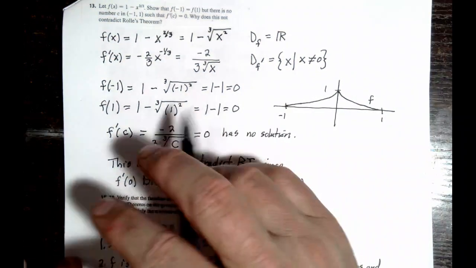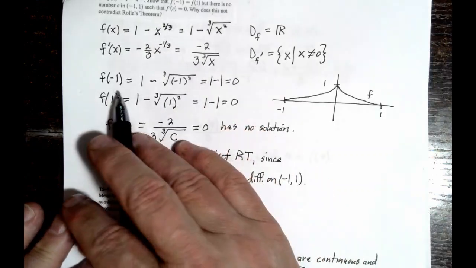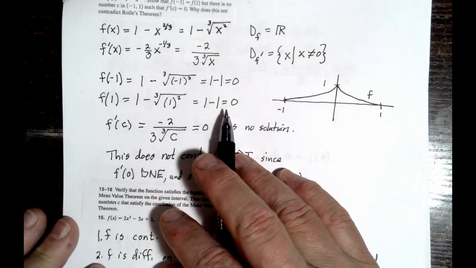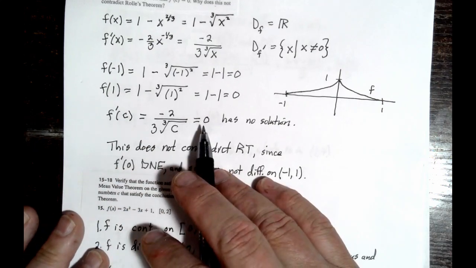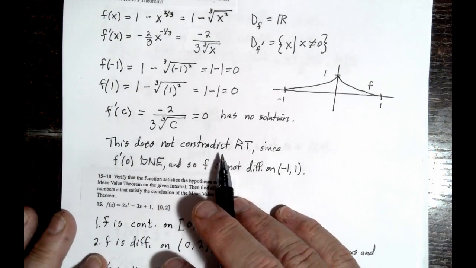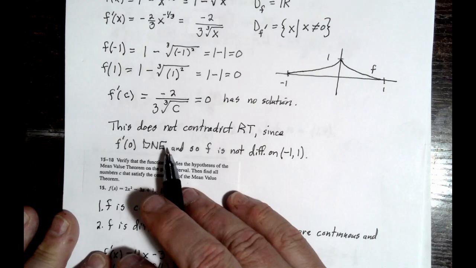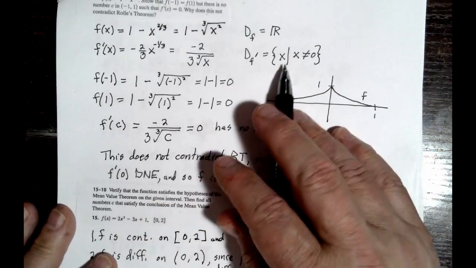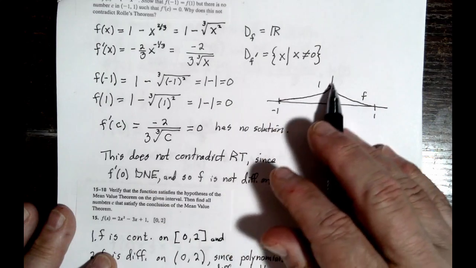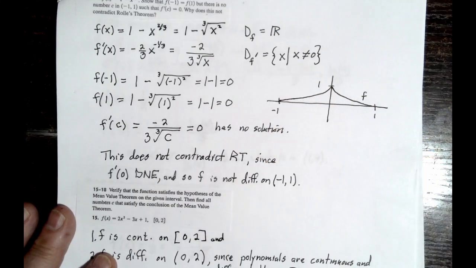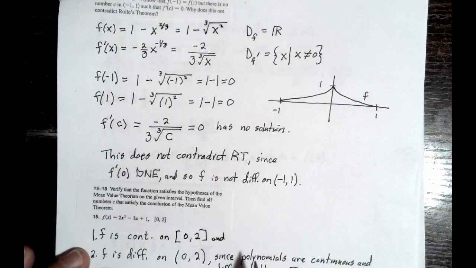Okay, now 13. Again, you take the derivative and you get this. You plug in the endpoints and you get the same y value, so the endpoints are okay. If you set the first derivative equal to 0, it doesn't have a solution. Now, you might say that that contradicts Rolle's theorem, but it doesn't, since f prime of 0 does not exist. F prime of 0 is not in the domain of f prime. And also, the function is not differentiable at 0. It's got a corner there. So since f is not differentiable, this does not contradict Rolle's theorem.